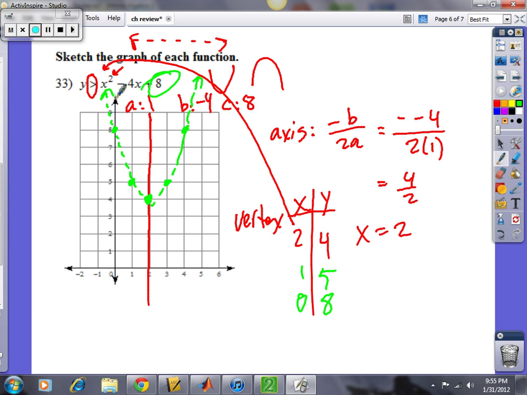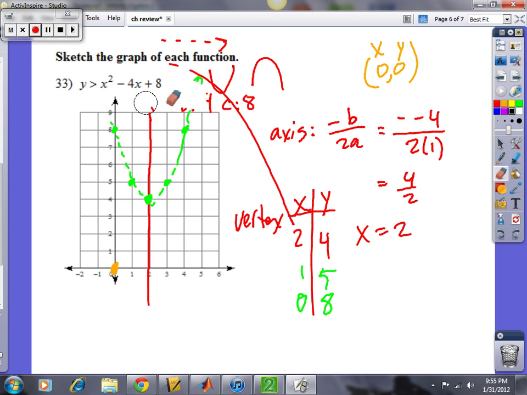And then test a point. Let's test a point. Let's test the origin. Let's test 0, 0. So let's plug in x and y. Let's put them both in as zeros. So let's put 0 for the y. Put 0 for the x. That's going to be 0, that's going to be 0, that's going to be 0.